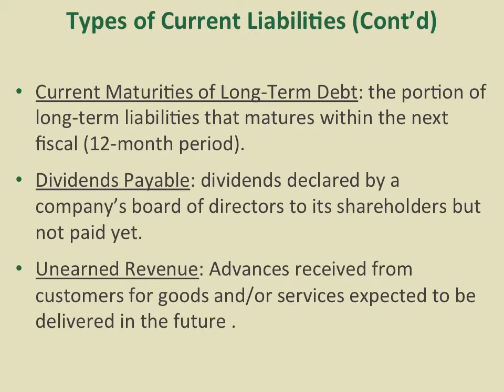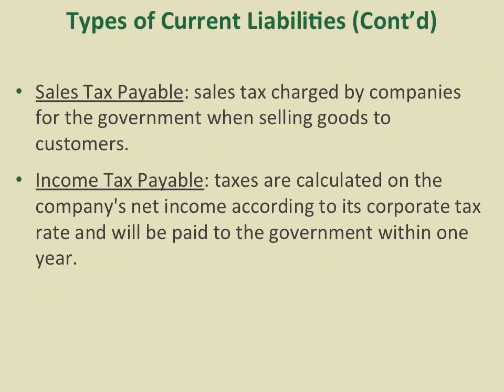The fifth one is unearned revenue. Unearned revenue is called revenue, but is not revenue, it is a liability. This represents advances or deposits received from your customers for goods and or services expected to be delivered in the future. Number 6 is sales tax payable.